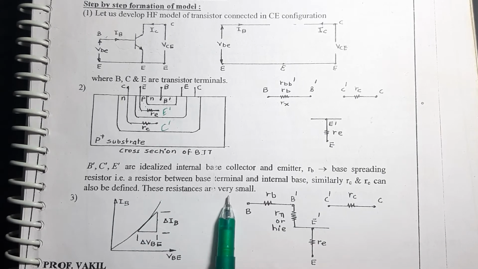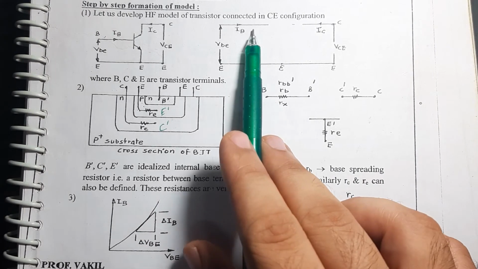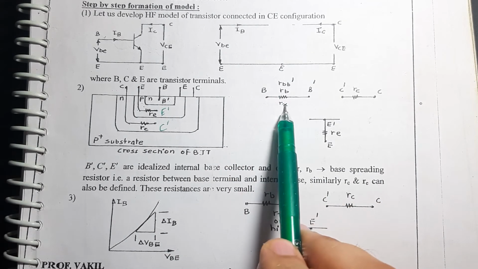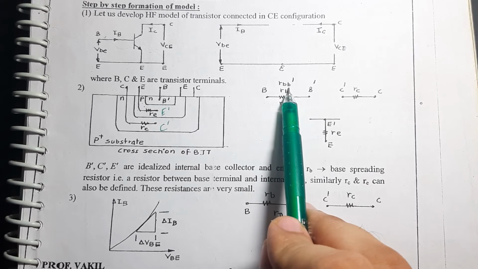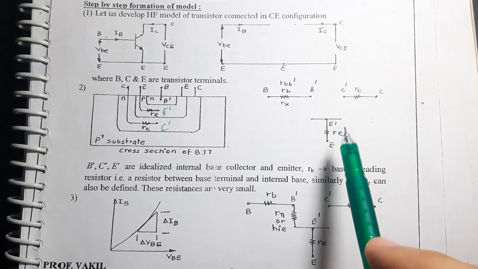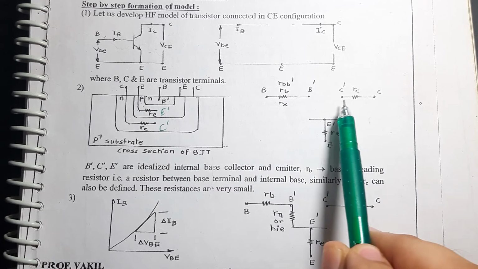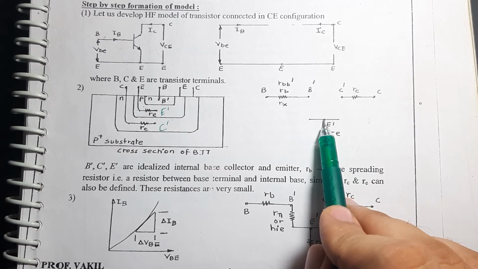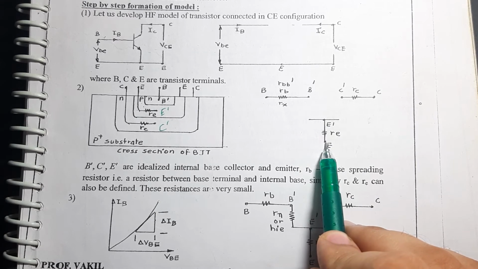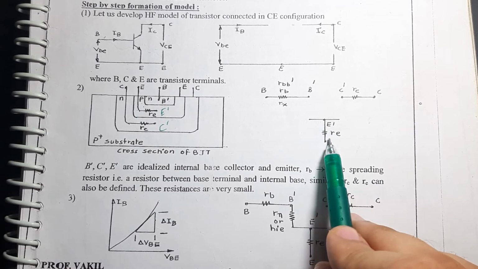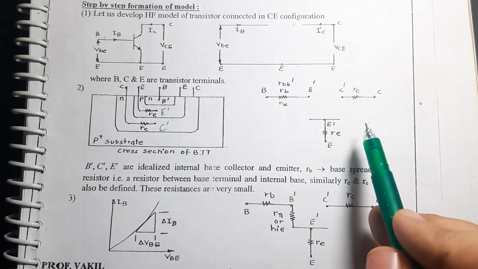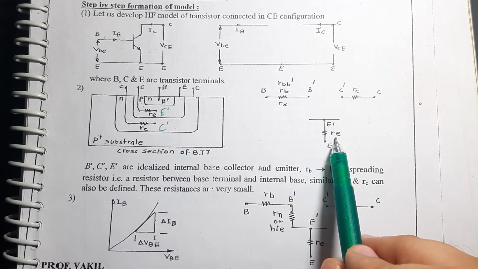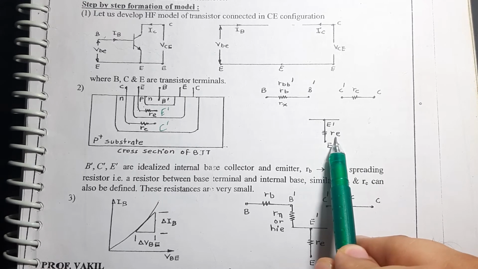Now these resistances are very small in nature. So if you have this diagram, from this the model has been developed, wherein from B to B dash a small resistor known as RB or RBB dash is developed. Similarly, between C and C dash there is a small resistor called RC, and between the emitter and the actual emitter terminal, which is ground over here, there is a small RE, or the idealized emitter spreading resistor, some small resistor.